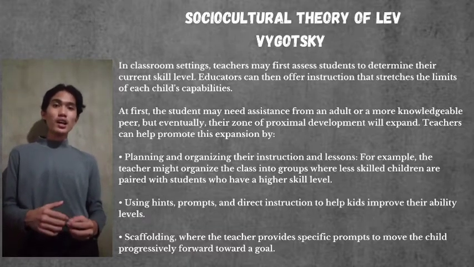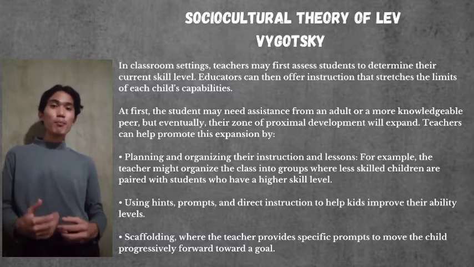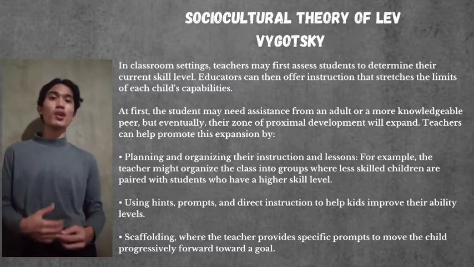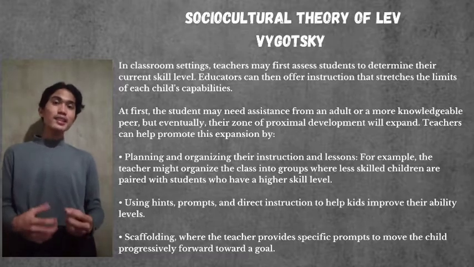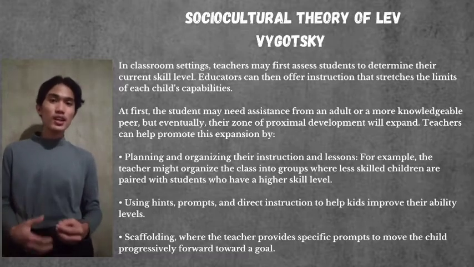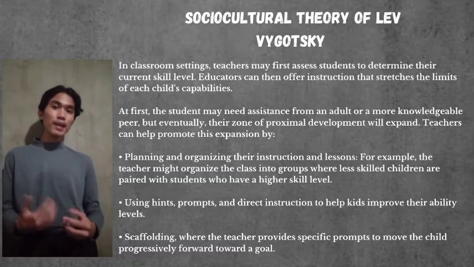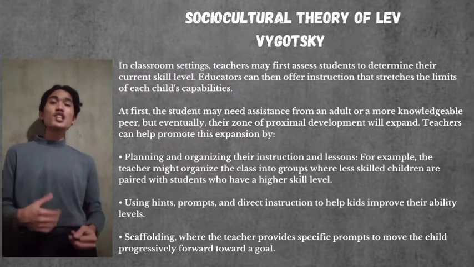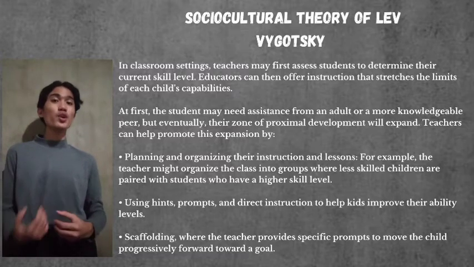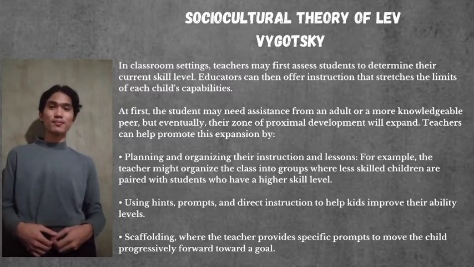Scaffolding, where the teacher provides specific prompts to move the child progressively forward toward a goal. Types of play that can foster learning include imagery play, role-playing, games, and reenactments of real events. Such activities help promote the growth of abstract thought.